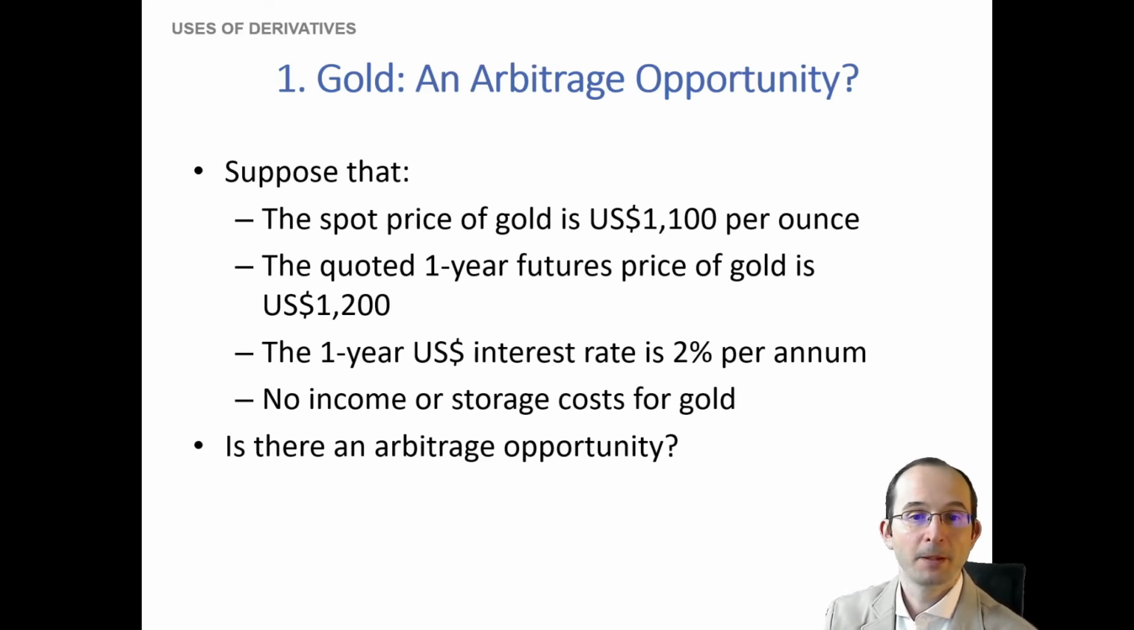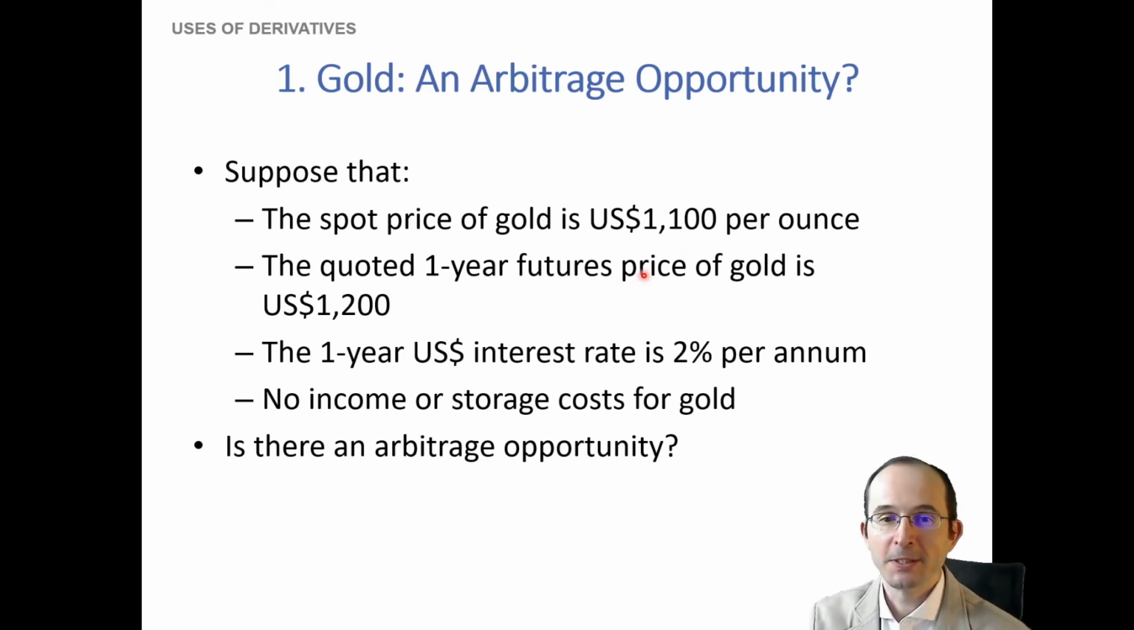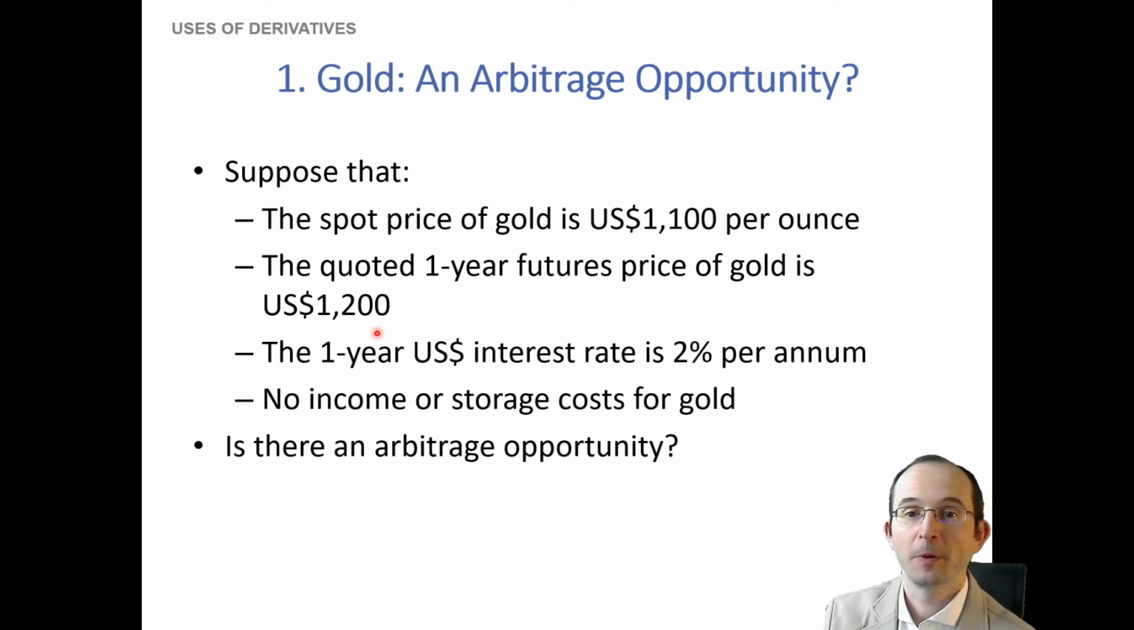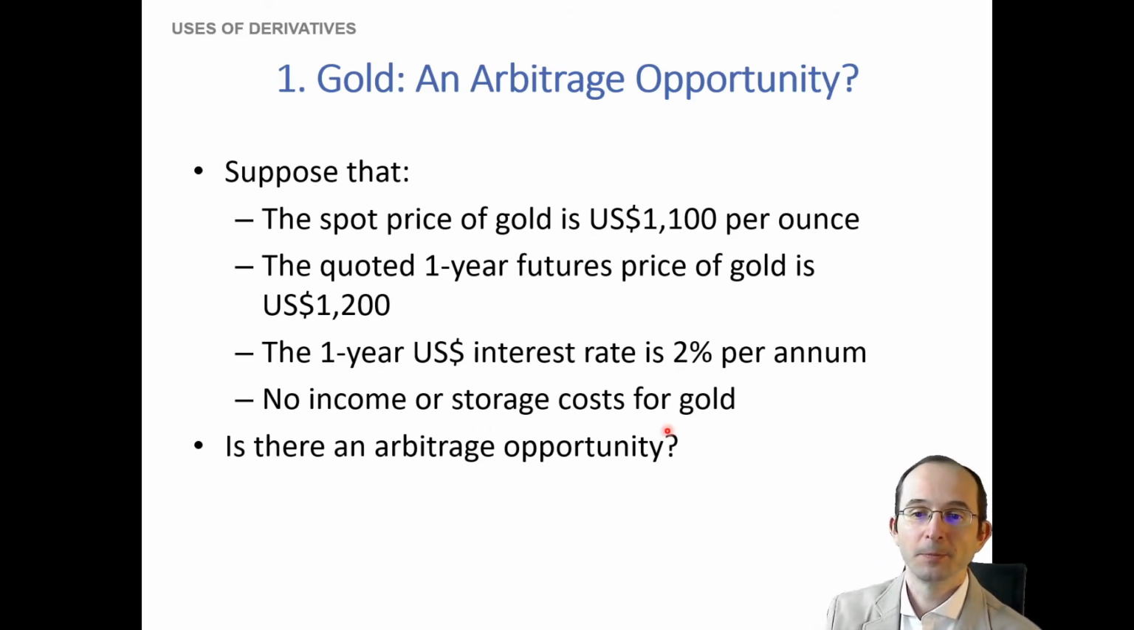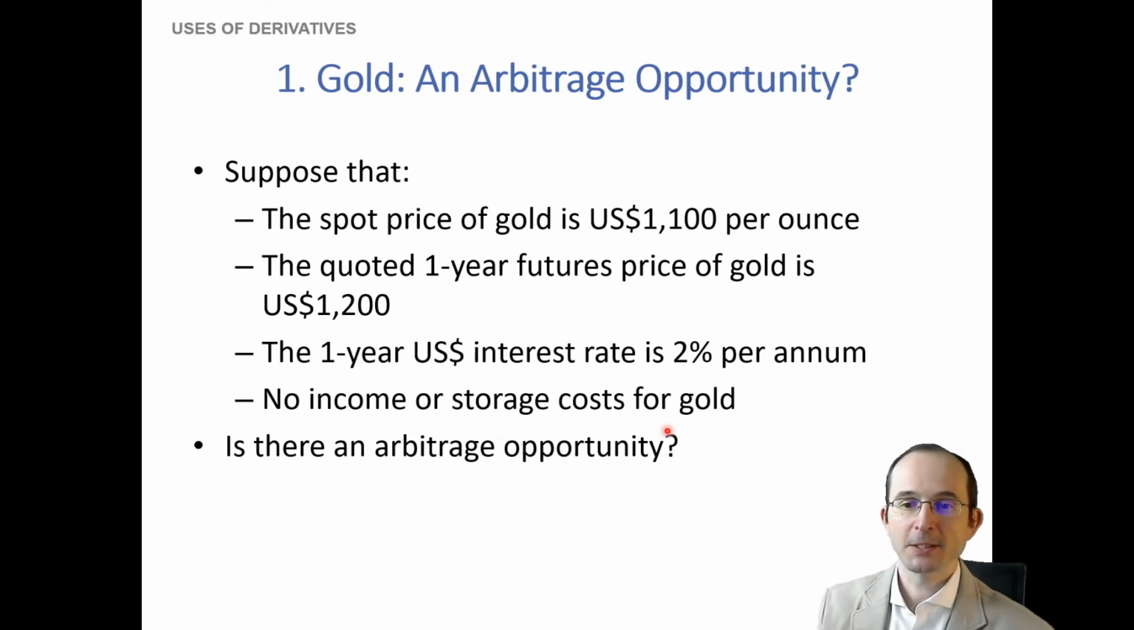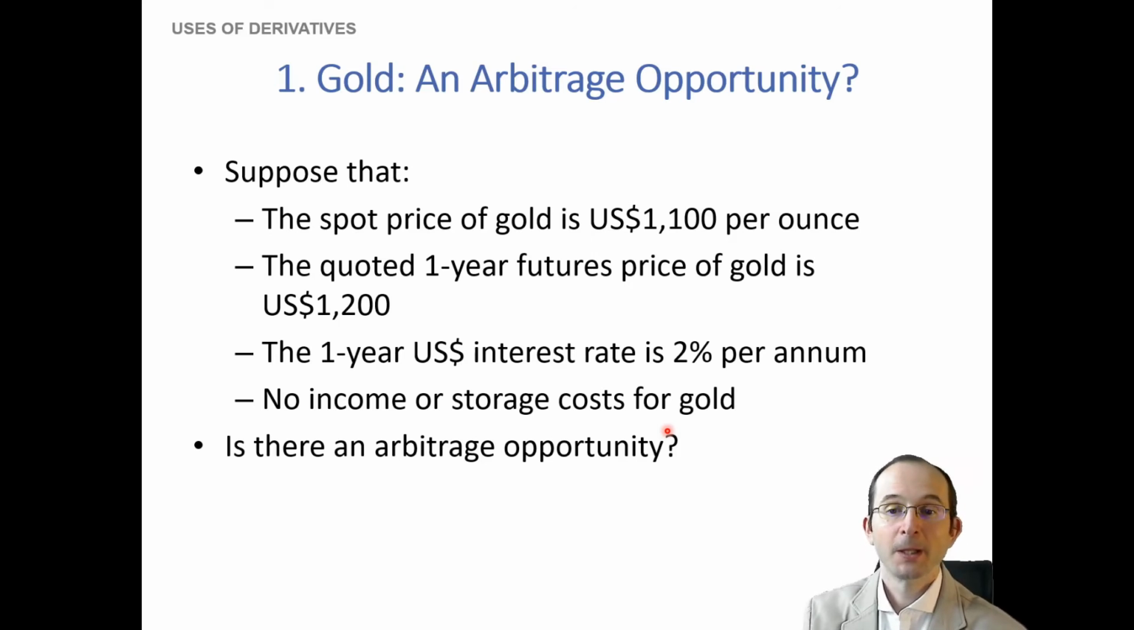Let's say that the spot price of gold is 1,100 per ounce, and we see that a 1-year future price of gold is 1,200 per ounce. And we see that the 1-year interest rate is 2% per year. We'll see why that matters in just a little bit. And let's say that there is no income or storage cost for gold. Realistically, the no income part makes a lot of sense. The no storage, well, you do have to pay somebody to look after your gold. But let's ignore that for the time being.